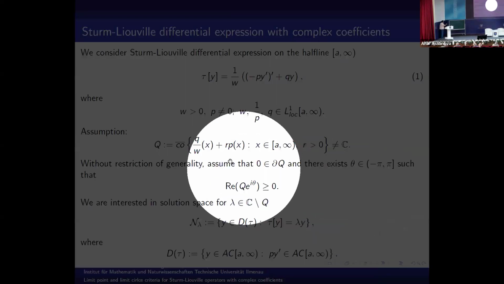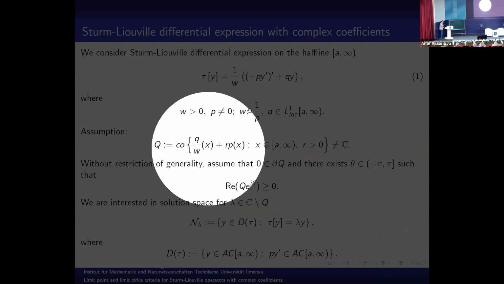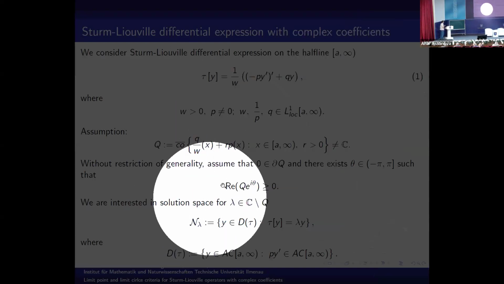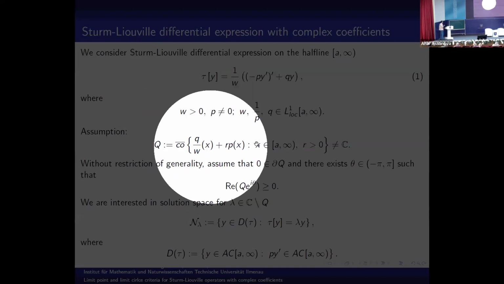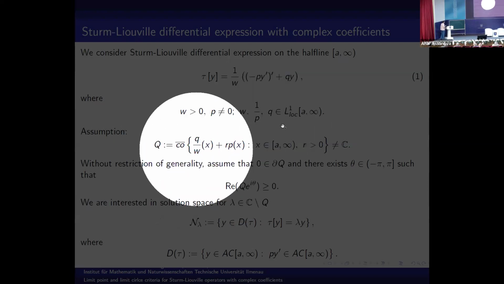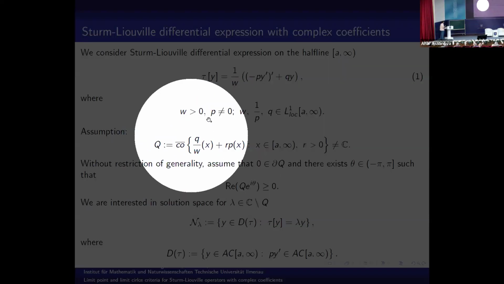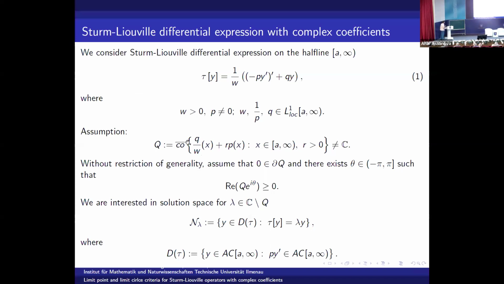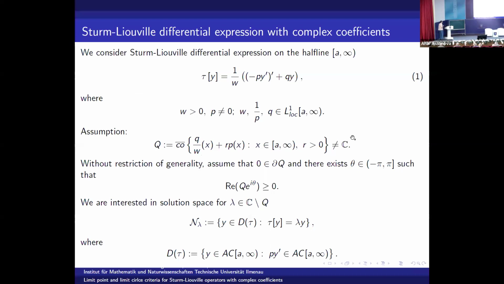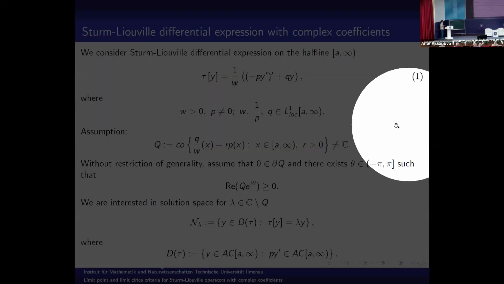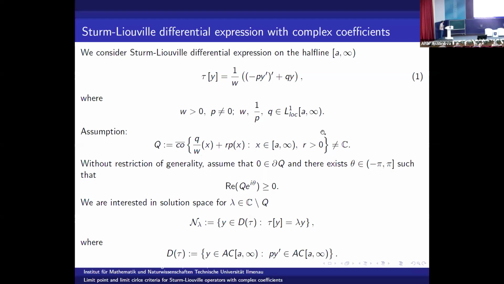We introduce the following set, which is something like the numerical range of an operator, but we don't give any explanation here. Assume that this closed convex set does not equal the complex plane. And we can, without loss of generality, assume that 0 belongs to the boundary of this set Q.